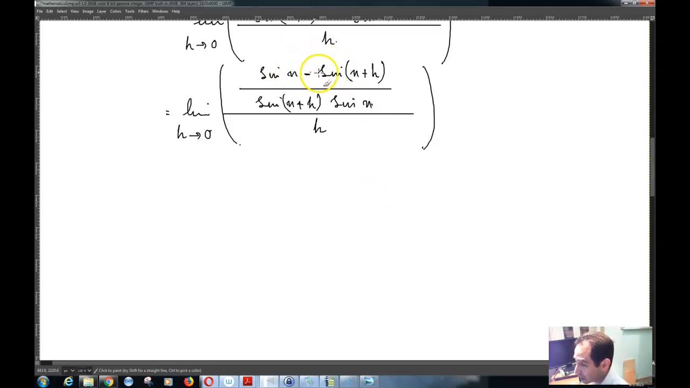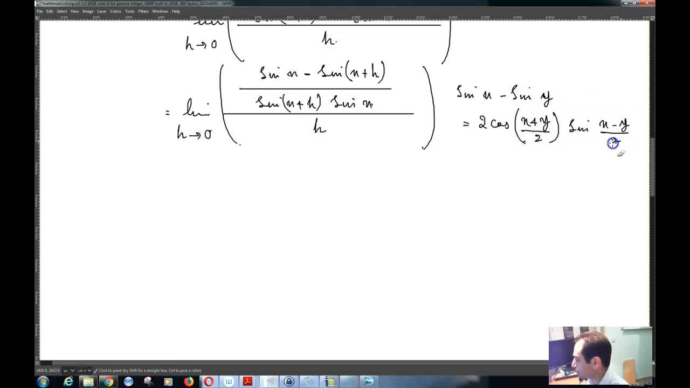now you know that sine x minus sine y, as we discussed before, is equal to 2 times cos of x plus y divided by 2 times sine of x minus y divided by 2.